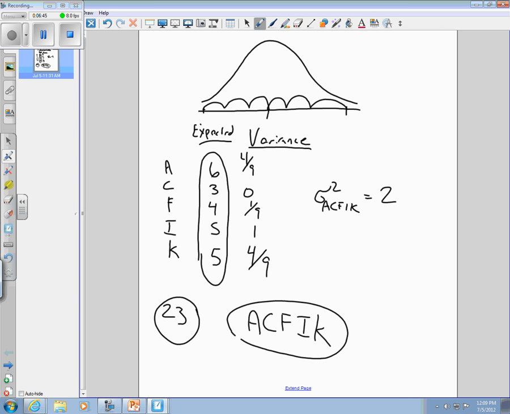Now, what do you do with that? Well, I want to convert this to a standard deviation. So I just take the square root of each of these. So now I have the standard deviation of ACFIK equal to the square root of 2. And off the top of my head, I don't remember what that is, but it's like 1.4-ish. Let's see. I'm going to pause that. We'll get an exact number, and then I'll show you what we can do with that.